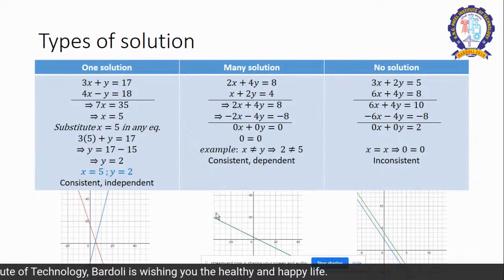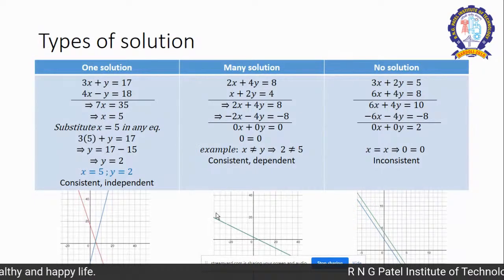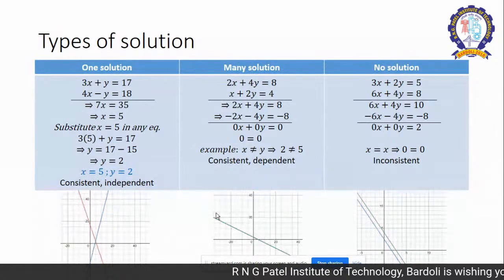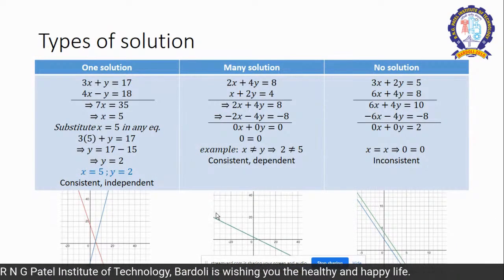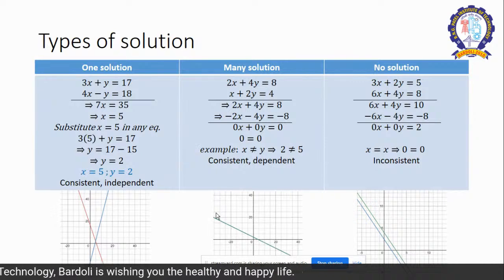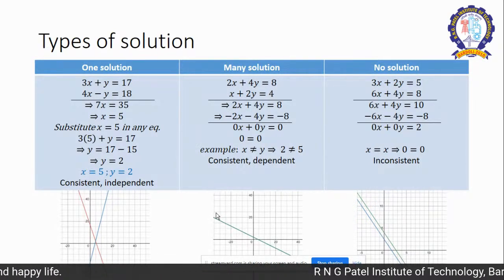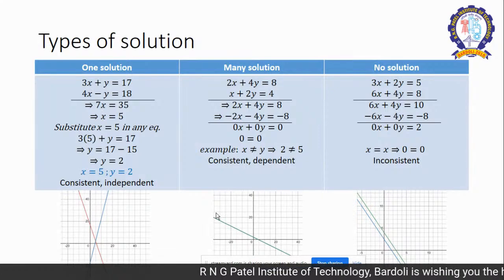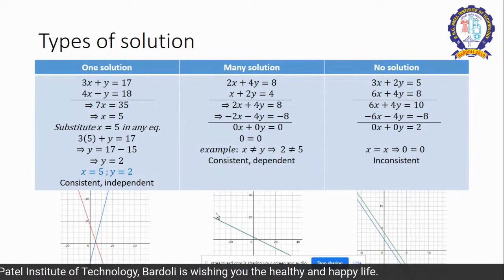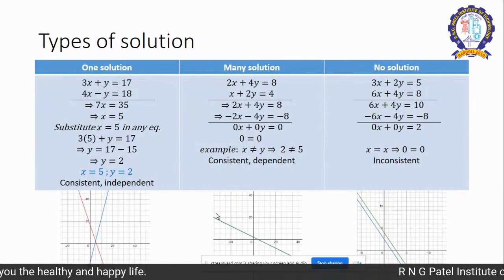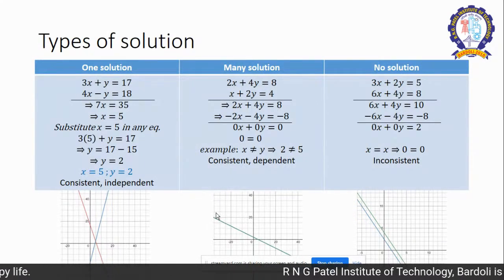So we can take any value of x and any value of y, and we have a consistent solution. But it is dependent: it depends on both x and y, so if one variable is kept constant, the other can vary. This is the way we get many solutions. Here, for these two equations we get a straight line. There is only a single line, and whenever we have a single line, it definitely gives many solutions.